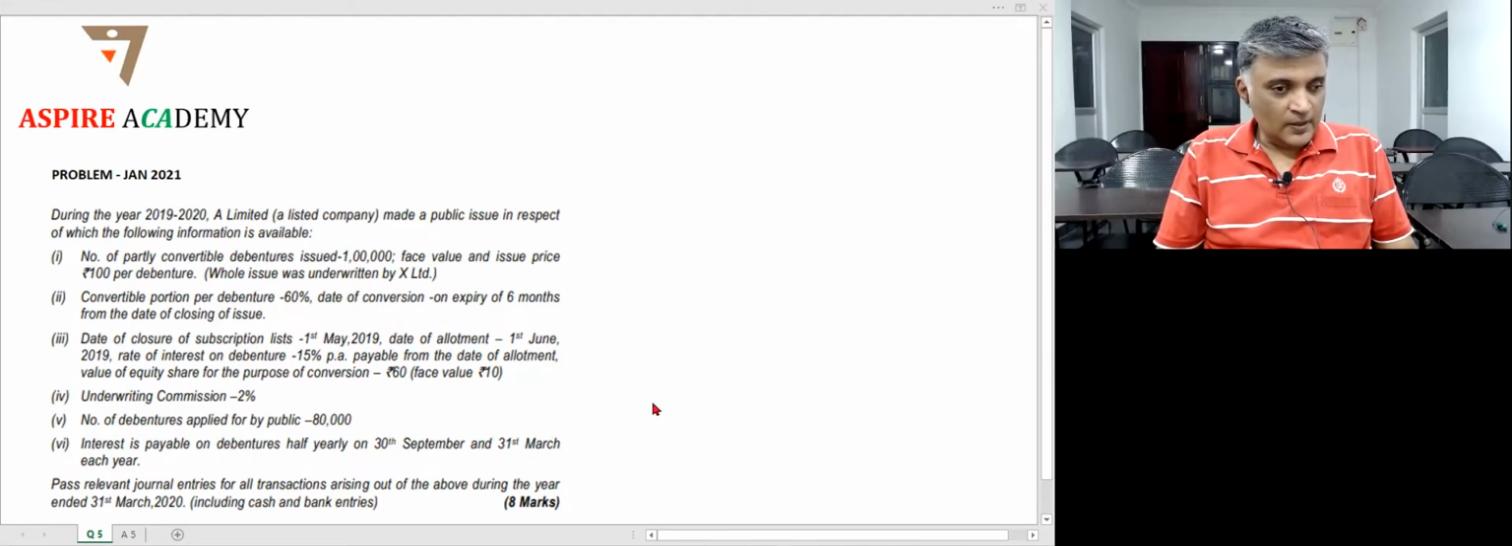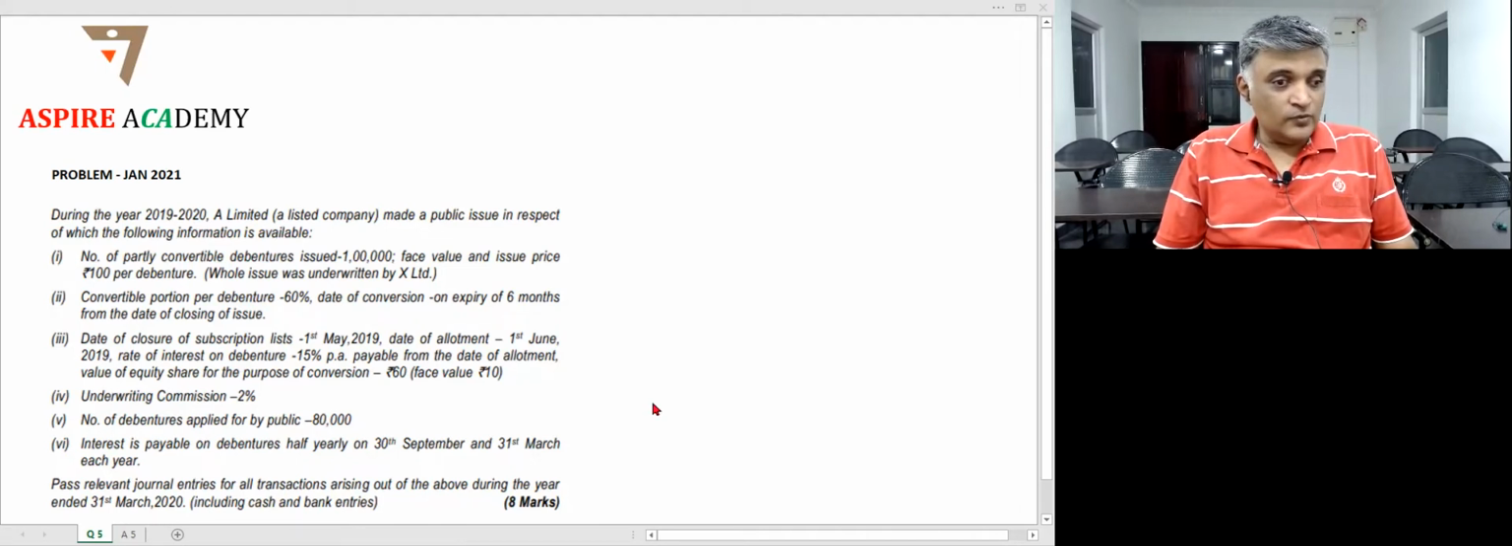Date of closure of subscription lists, 1st May 2019. Date of allotment is 1st of June 2019. Rate of interest on debenture is 15% per annum, payable from the date of allotment. Value of an equity share for the purpose of conversion is rupees 60, while the face value is 10. Underwriting commission payable is 2%. Number of debentures applied for by the public is 80,000.